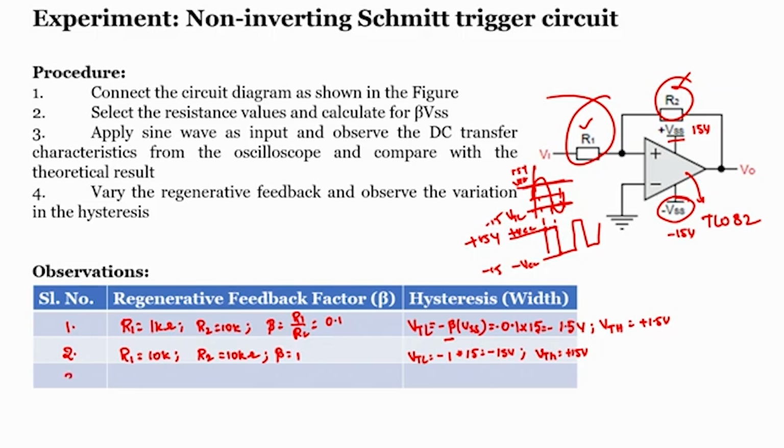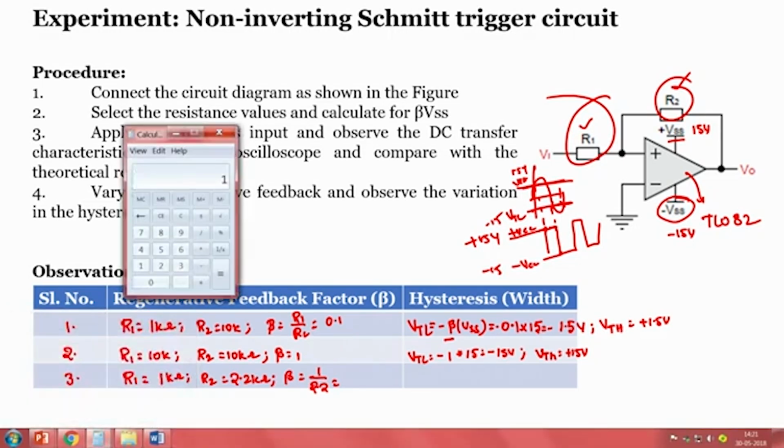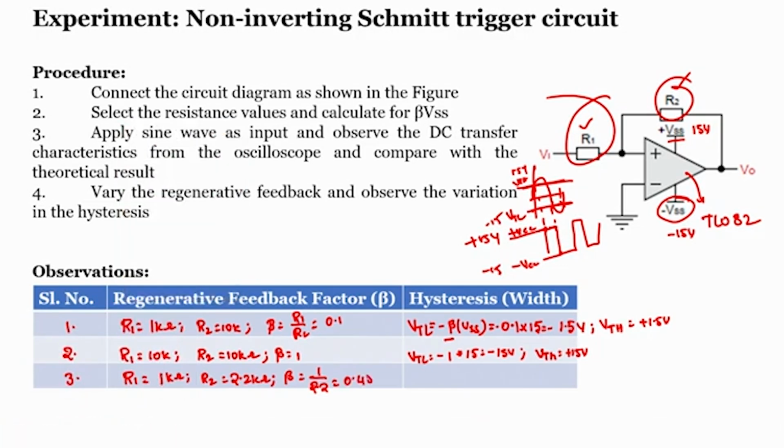Next, what about another resistance value? I will take R1 as 1 kilo and R2 as 2.2 kilo. So, what will be the beta value? 1 by 2.2. We will take a calculator, 1 divided by 2.2. So, 0.4545, this is the beta value.